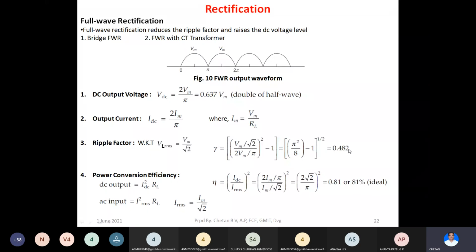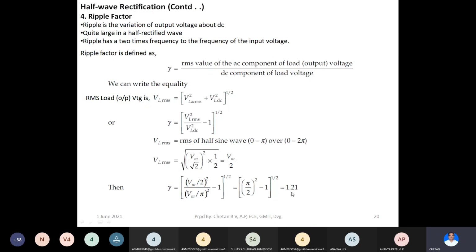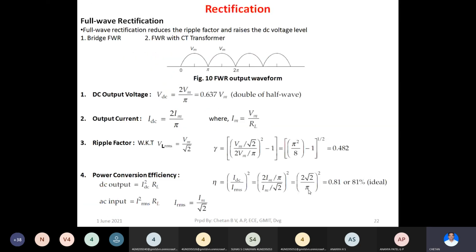So comparing this 0.482 ripple factor of full wave rectifier with the 1.21 ripple factor of half wave rectifier, you can easily say that the amount of ripple, or amount of AC content, in case of full wave rectifier as compared with half wave rectifier is very much reduced. It is almost less than half of the ripple factor value of half wave rectifier. Therefore, you can easily justify that full wave rectification reduces the ripple factor.